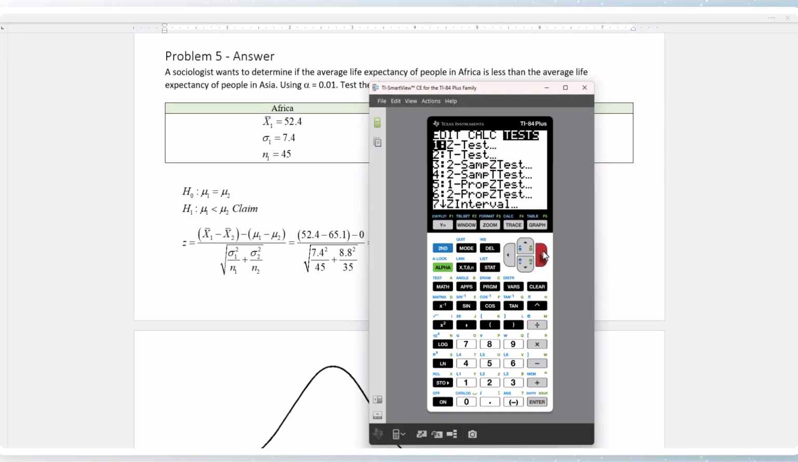We press STAT test, go to the number 3, the two sample z-test, type the data. We have 7.4, 8.8, 52.4, 45, 65.1, 35. Here we want less than, calculate. We get negative 6.86.